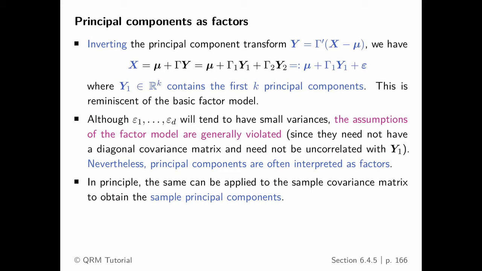How is it a factor model? I make the principal components transform. I find the eigenvectors of the covariance matrix. I take the first few, because I've arranged them according to eigenvalues from largest to smallest. And the idea is that the first few linear combinations are the ones which explain most of the variance of x. So most of the variance of this vector x can be explained by the first few principal components. So I basically use the first few components of y as my factors.